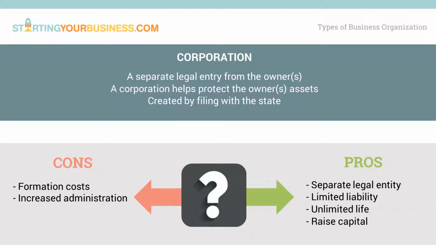There are a few downsides of the corporation, which include the cost of formation and increased administration. The corporation costs $100 to file the Articles of Incorporation in North Dakota. In addition, there are a number of administrative duties, such as an initial board of directors meeting, shareholders meeting, taking minutes at the meeting, issuing stock certificates, and writing the bylaws.